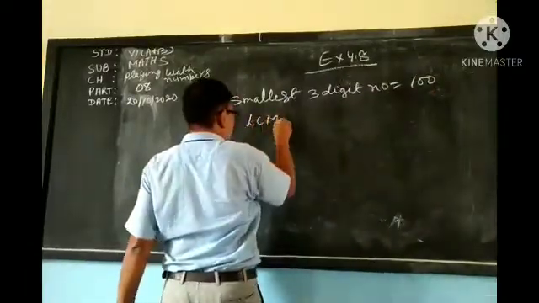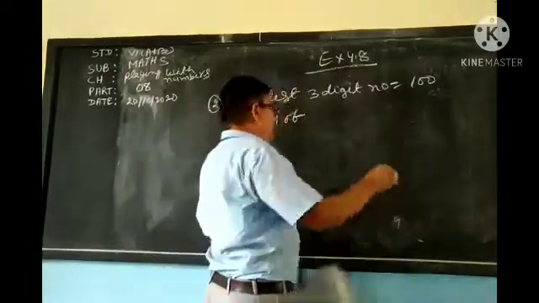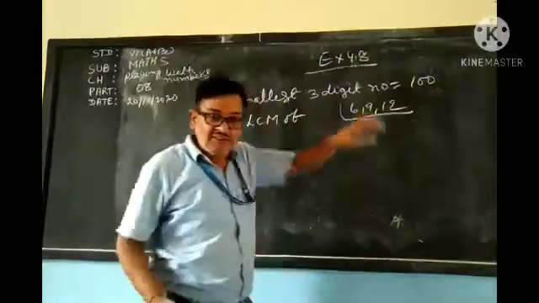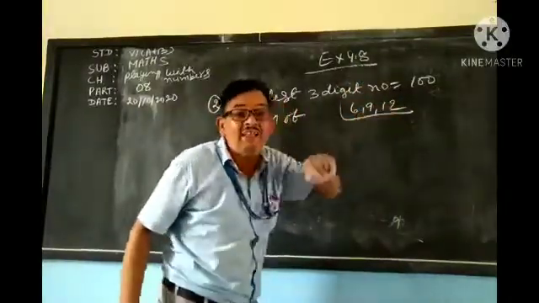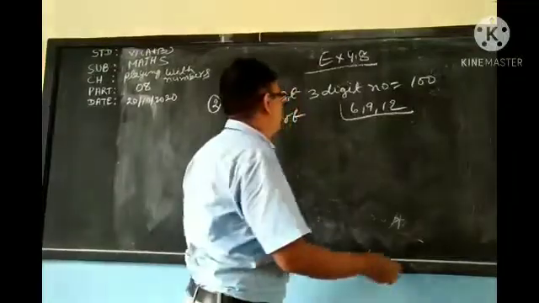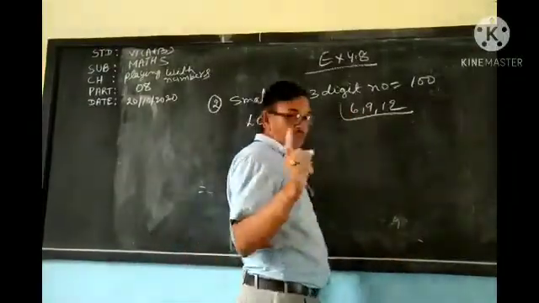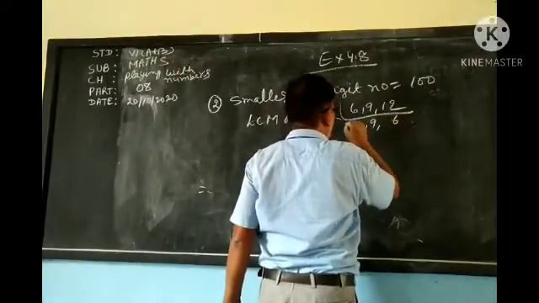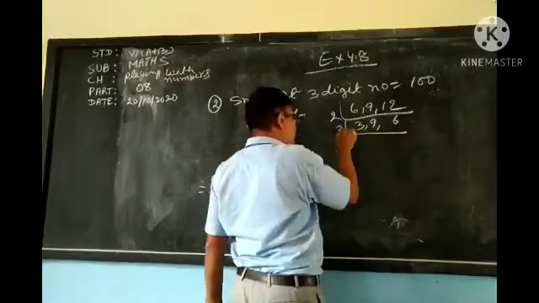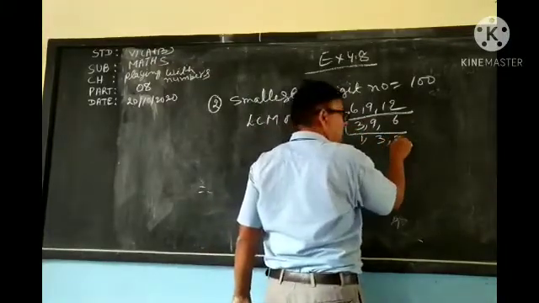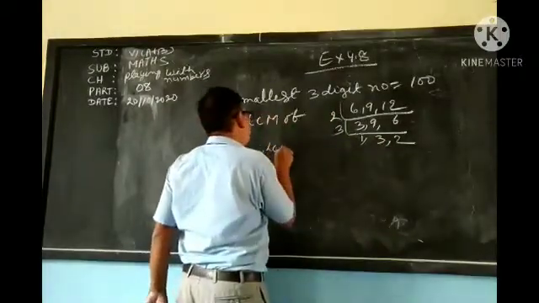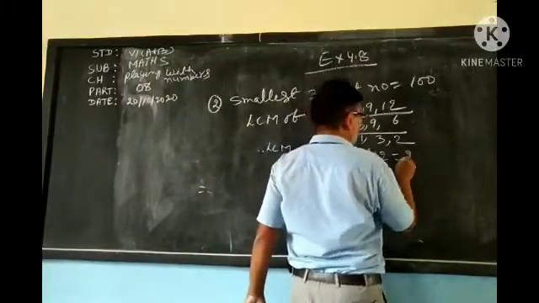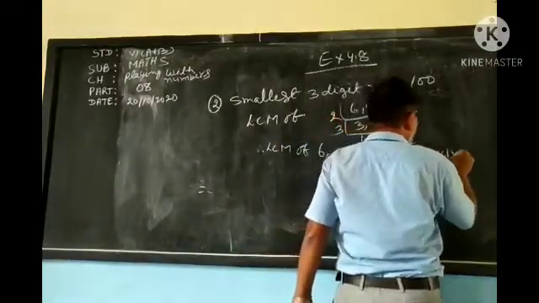LCM divisible: LCM of 6, 9 and 12. First you find out the LCM. This number 100 should be divisible by 6, 9 and 12. So to find the LCM, at least two numbers should be divisible. By 2, what will come? 3, 9 and 6. Again it is not divisible by 2, then 3: 1, 3 and 2. Therefore, LCM of 6, 9 and 12 is equal to 2 into 3 into 1 into 3 into 2.